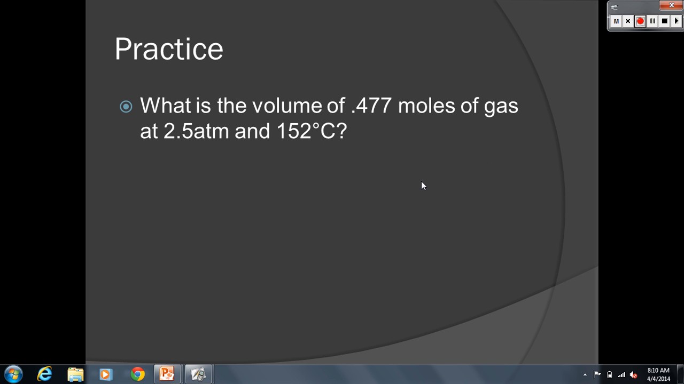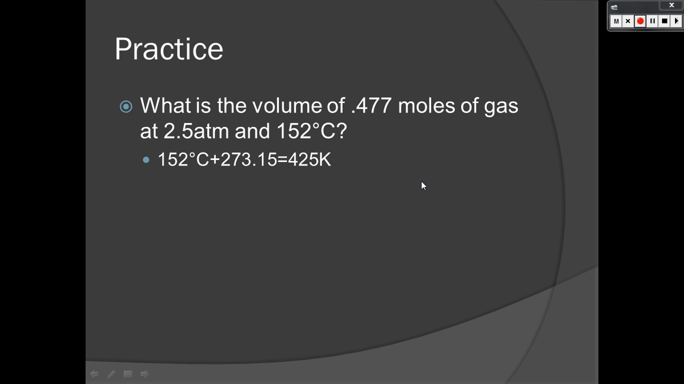Okay, so let's look at another practice problem. What is the volume of 0.477 moles of gas at 2.5 atmospheres and 152 degrees Celsius? So now go through and figure this one out for yourself. All right, so the first thing you should see is that we've got degrees Celsius here, and we need degrees Kelvin. So you do 152 degrees Celsius plus 273.15. Accounting for significant figures, we get 425 Kelvin.